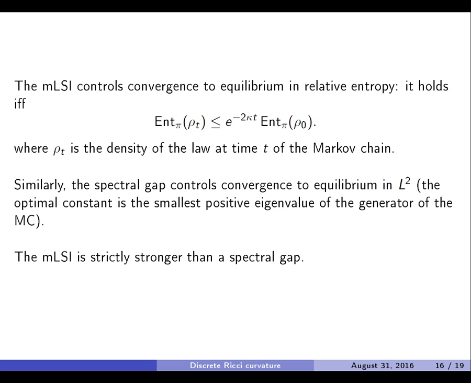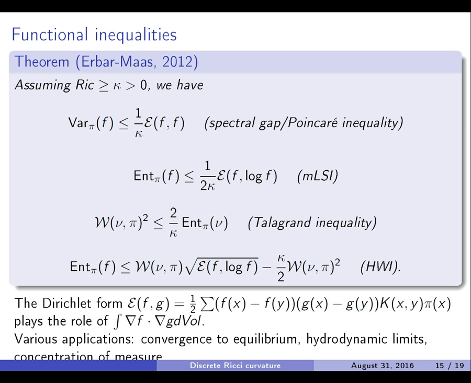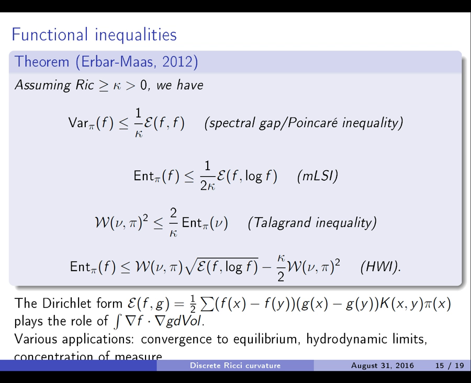Okay, so for the convergence to equilibrium, this is the same as the continuous setting. The modified Sobolev inequality holds if and only if you have exponentially fast convergence to equilibrium in relative entropy. This is because this Dirichlet form, if you differentiate the entropy along your Markov chain, is the entropy production functional. And similarly, spectral gap, as usual, controls convergence to equilibrium in L2. And MLSI is strictly stronger than a spectral gap. So if you can get an MLSI, you're happier because you get better bounds on convergence to equilibrium, but it's harder to establish in practice. And as I mentioned earlier, using these notions of gradient flows, Erbar and Maas showed that the MLSI always implies a Talagrand inequality independently of whether curvature is bounded from below or not.